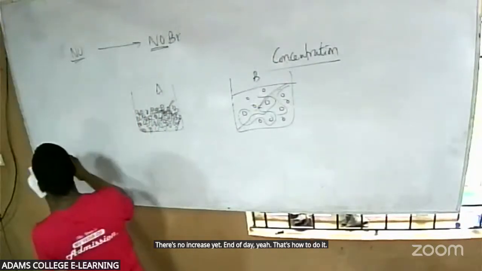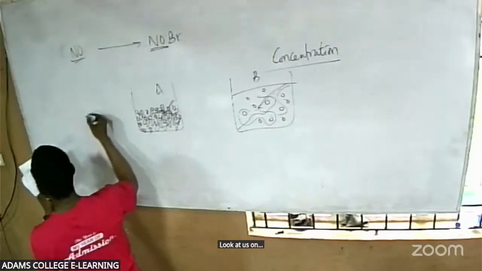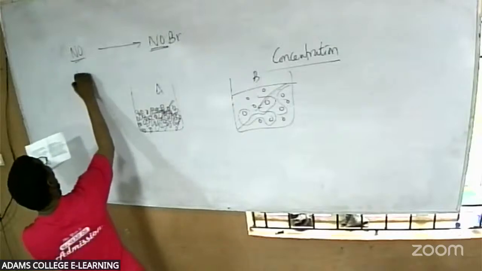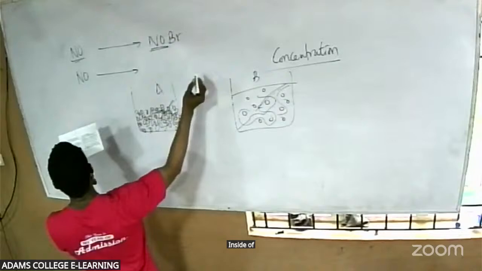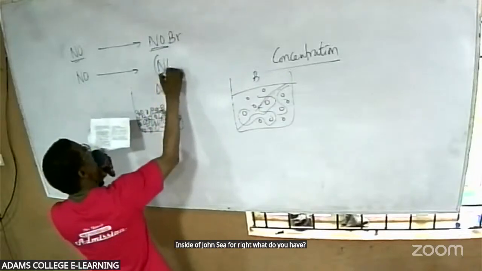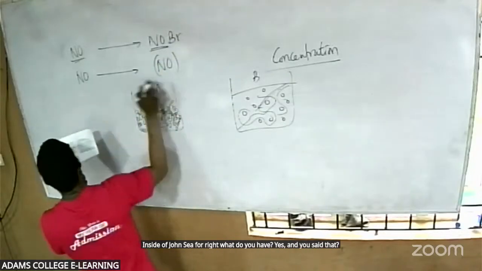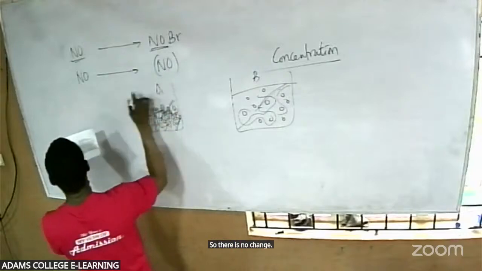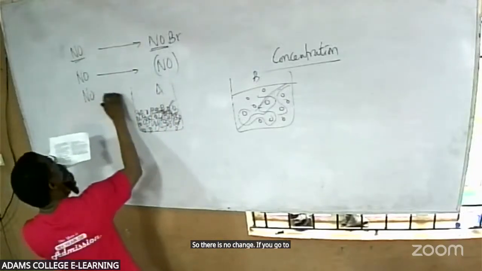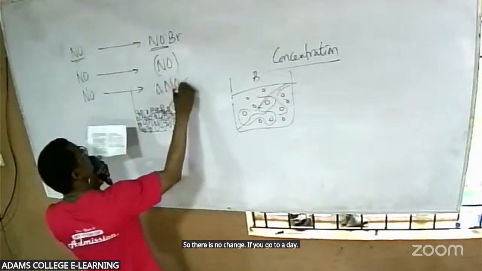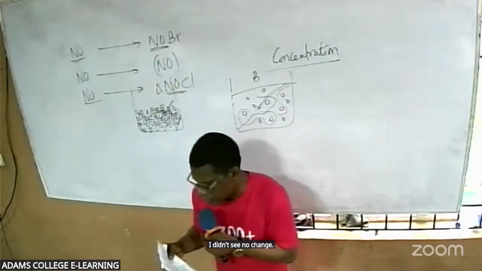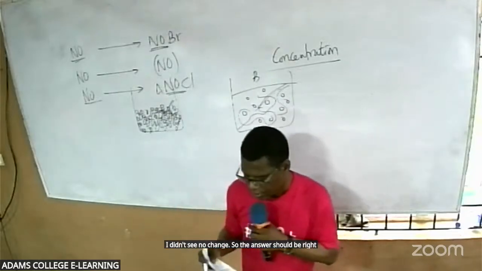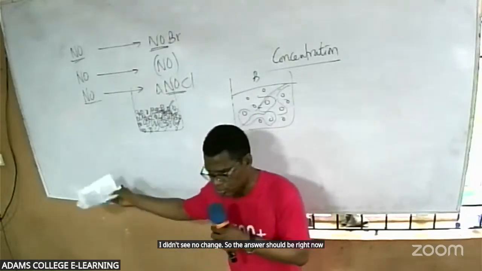Look at option C. NO there on the left. Can you see option C? Inside option C on the right, what do you have? There's NO in brackets. Can you see that? So there's no change. If you go to D, NO there, and you have NOCl again. NO. Can you see? No change. So the answer should be what now? D.